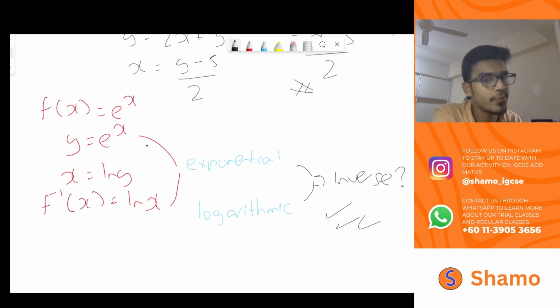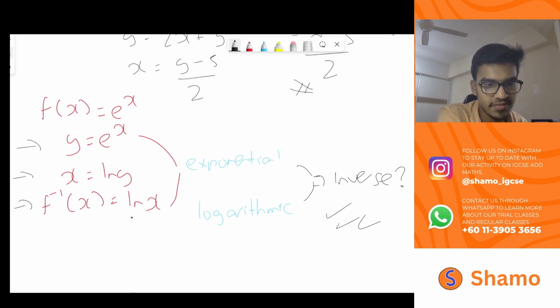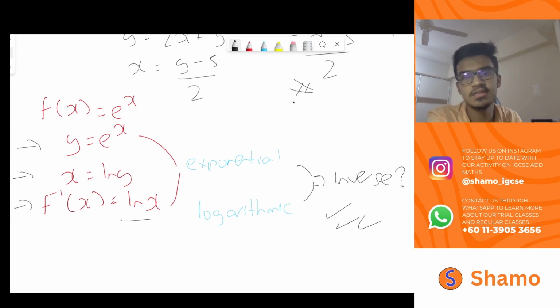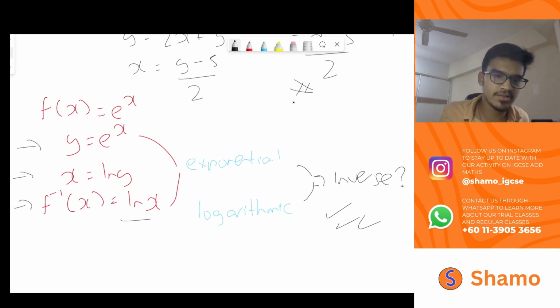And I hope you remember, inverse functions are a reflection across y is equal to x. If you don't quite remember your functions, then just remember that you have to swap the variables. So I make x the subject, so I get f inverse x equals ln x. Inverse functions are a reflection across y is equal to x. The domain of f is equal to the range of f inverse, and so on. Everything is the same here.